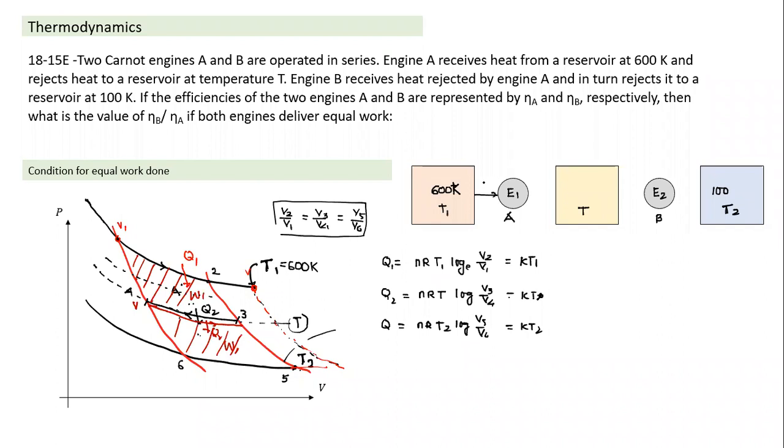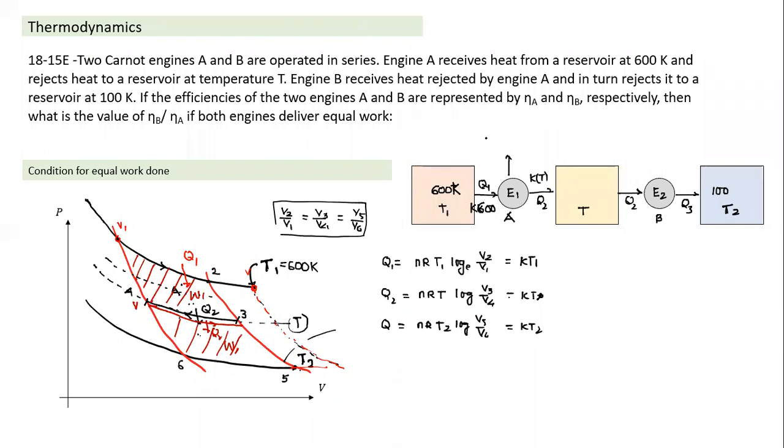What we have drawn here: this is Q1, this is Q2, and this amount also is Q2, and this is Q3. And this is work done, which is Q1 minus Q2. So Q1, I can write K into 600, some constant. So it will be K into 600. This will be equal to K into T, temperature. Everywhere I'm writing heat to be proportional to temperature.